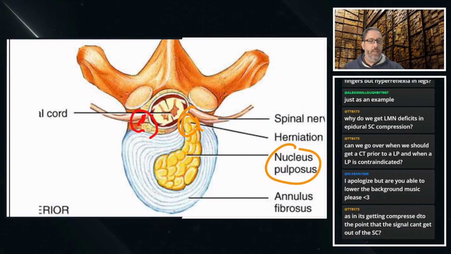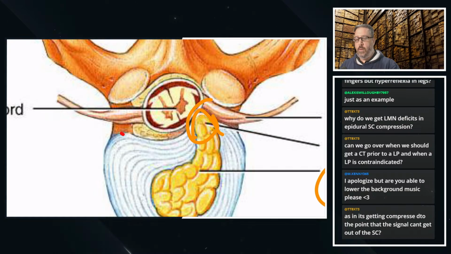It's not so much, it's just actual compression itself of the nerve. If the spinal cord tumor comes out this way and compresses on the nerve roots, it's going to cause problems. So it just depends on where the compression occurs.